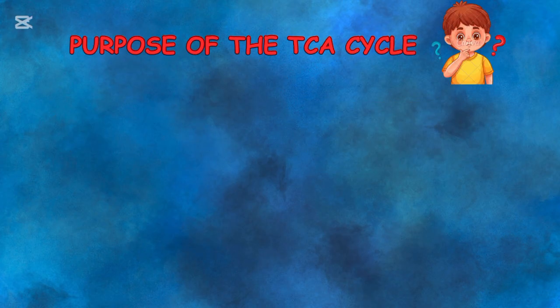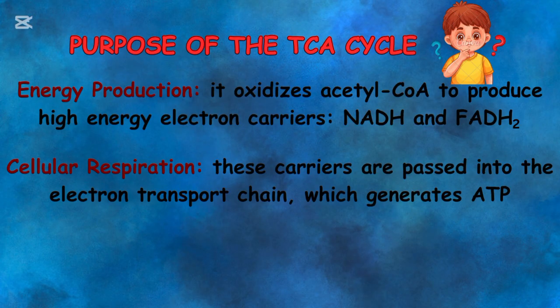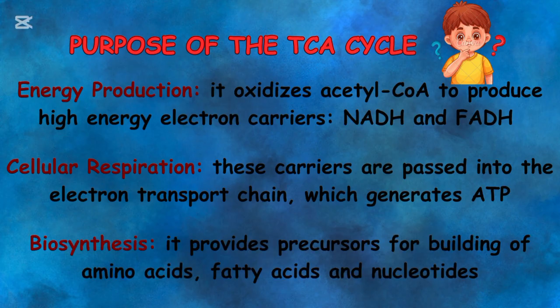Now, what is the purpose of the tricarboxylic acid cycle? 1. Energy production. It oxidizes acetyl CoA to produce high-energy electron carriers, which are NADH and FADH2. 2. Cellular respiration. These high-energy electron carriers produced are passed into the electron transport chain to generate ATP. 3. Biosynthesis. It provides precursors for building of amino acids, fatty acids, and nucleotides.